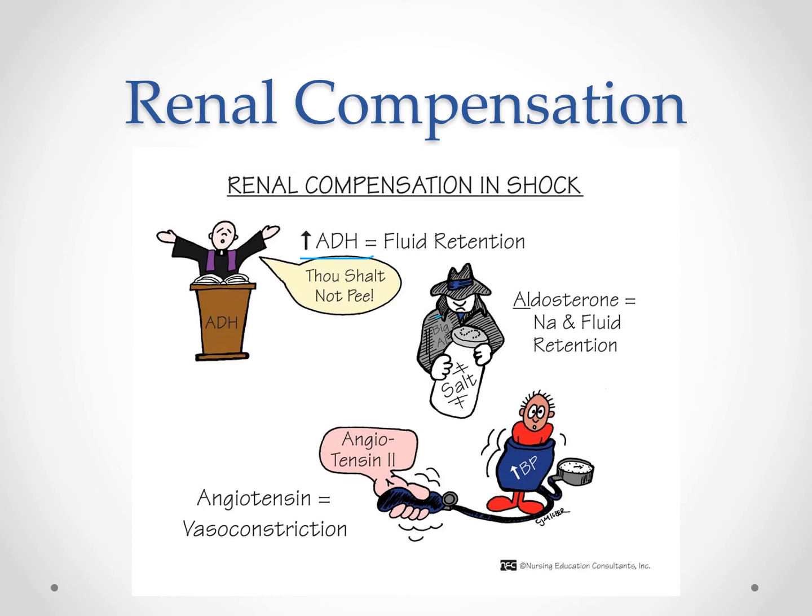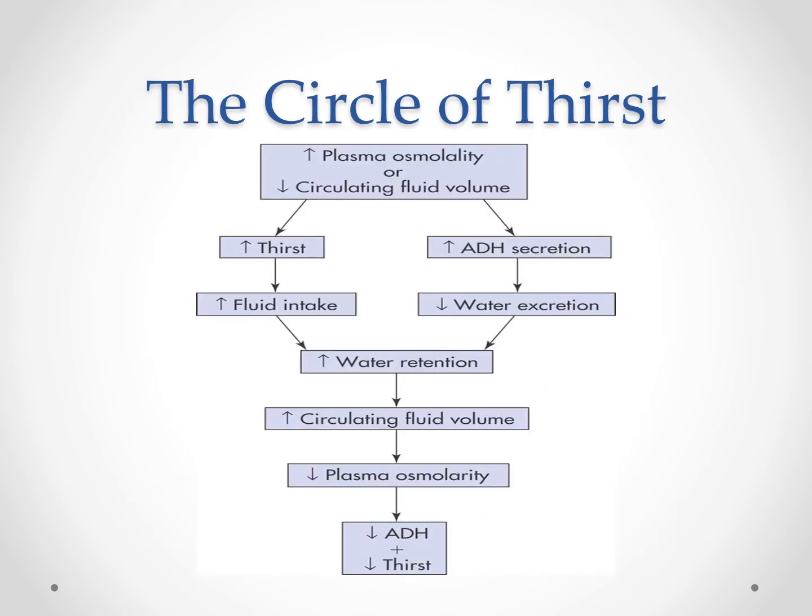So this is Big Al, if you see his name tag here. Big Al, aldosterone, is equal to sodium and fluid retention. So he's holding on to the sodium and water. Let me just make it blue. So we are holding on to the sodium and water, and then down here, angiotensin equals vasoconstriction. So angiotensin 2 is squeezing, like the blood pressure cuff, making their blood pressure go up. So that's what your patient's going to look like. With a circle of thirst.